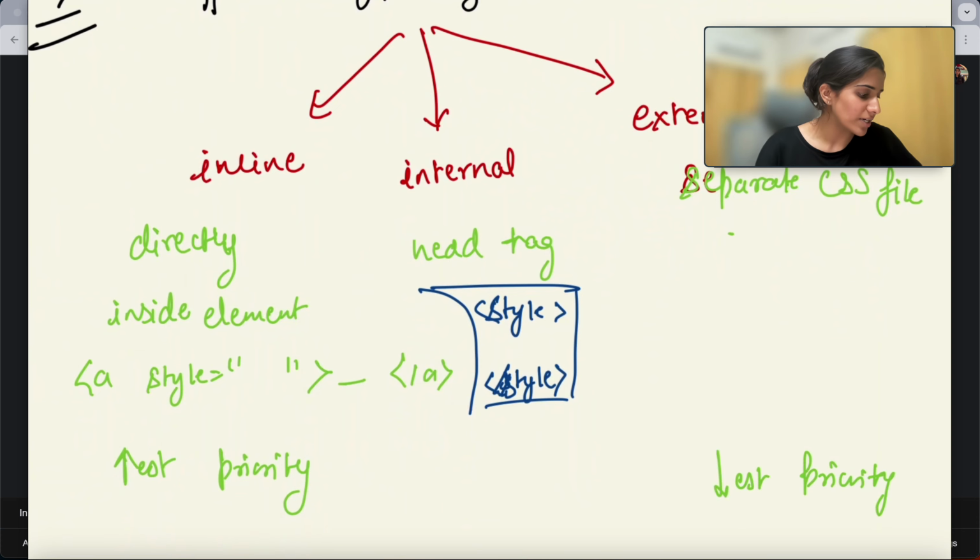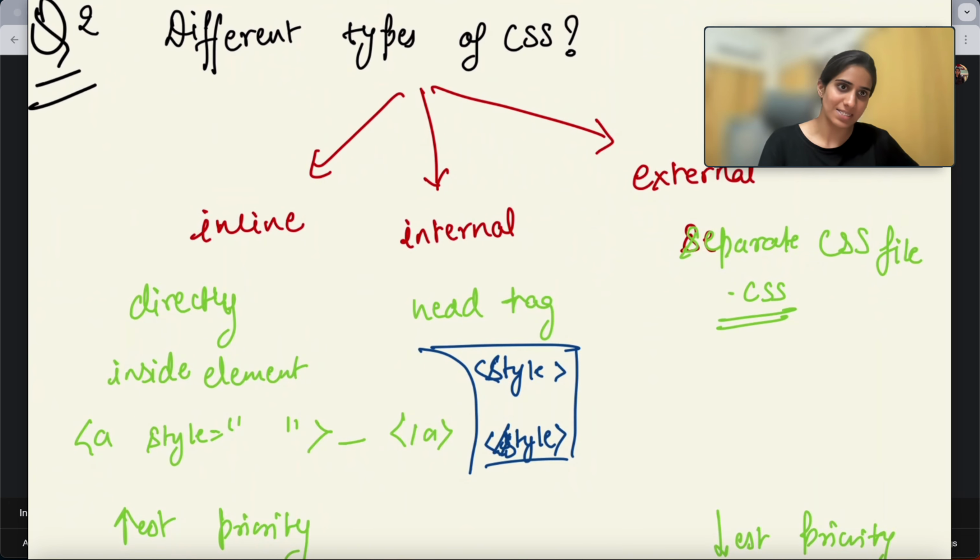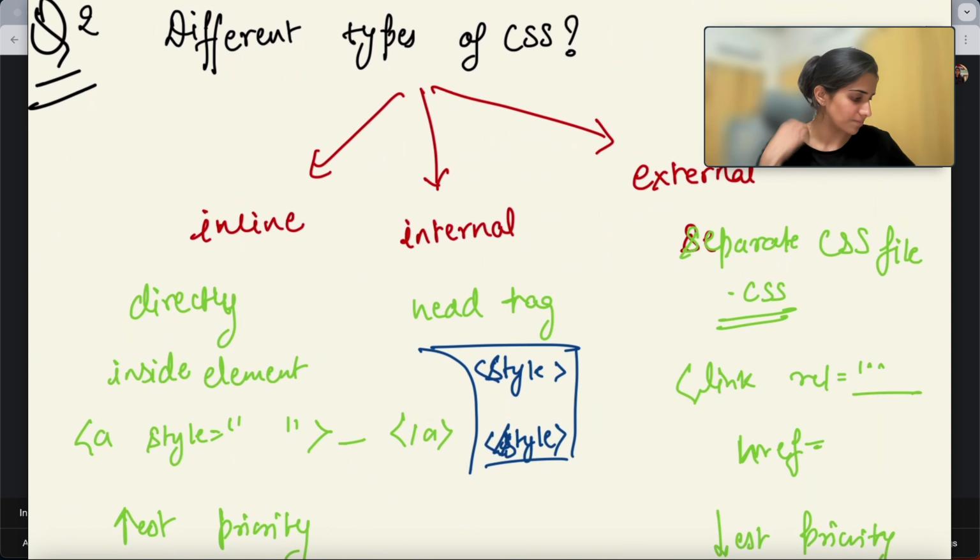When you are creating a separate CSS file, you have to make sure you are creating a file with the .css extension. Also, this CSS file has to be linked with the HTML file. So we need to use a link tag with rel equals stylesheet, and then in href we pass the CSS file URL, the path basically. Like this, we add the link tag to connect the CSS file with our HTML file.